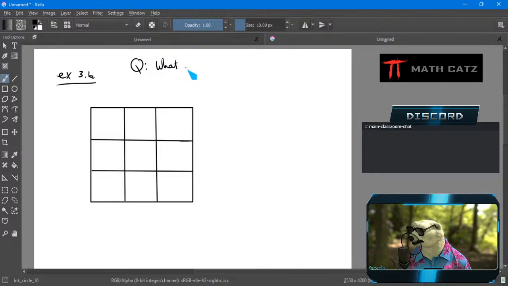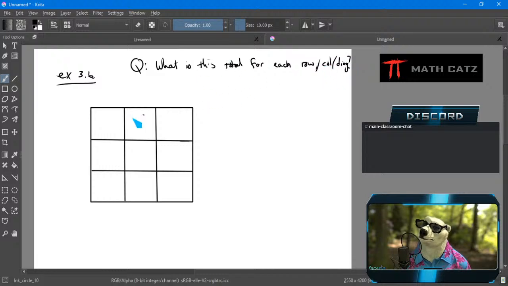What is this total for each row, column, diagonal, squeezing in a question mark? They're all adding up to the same thing. What is that? So I want to know, if I add up all these rows, I'm going to get a number. Let's call it question mark. That question mark is going to be the same answer I get when I add the second row, third row.